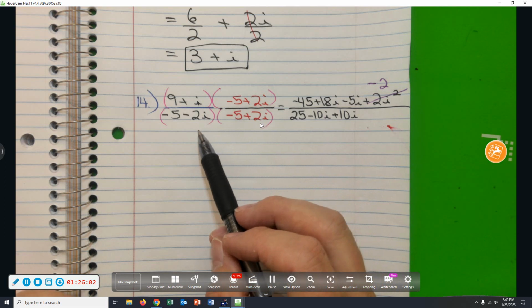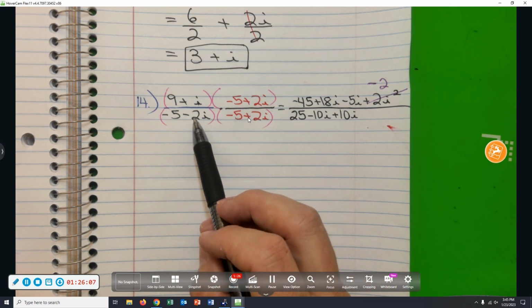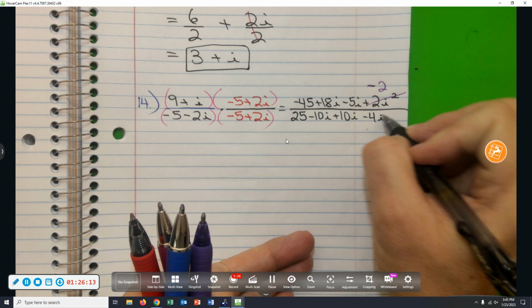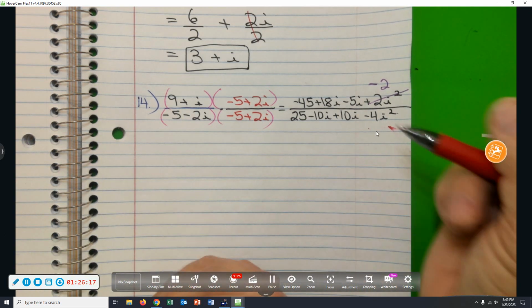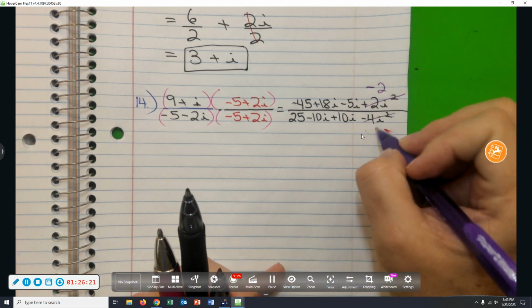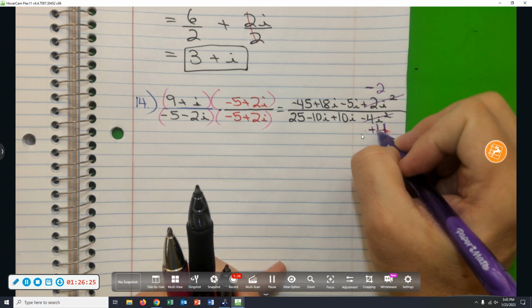Let's be careful. It's negative 2 times positive 2. That's a negative 4i squared. But when you change it, what's it going to become? There's the positive 4. Okay. Any question on our logic there? Plus 4.